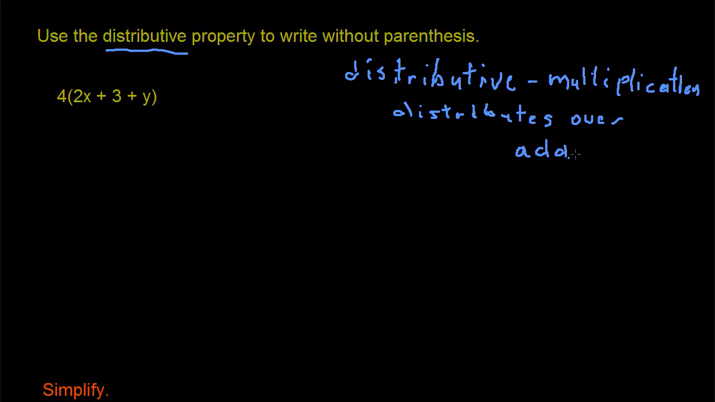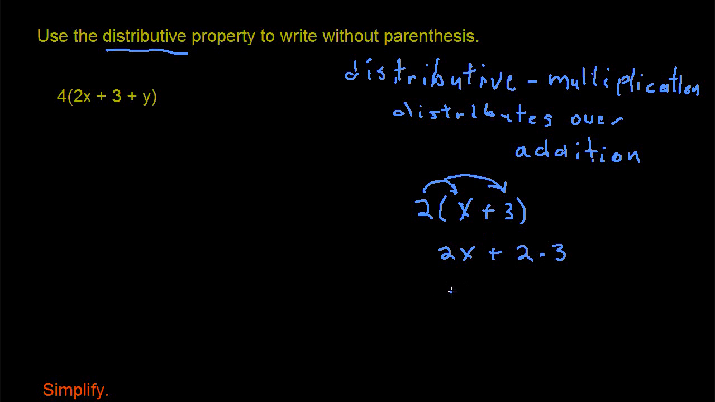And so let's make up a problem, a simple one. We'll have 2, and then in parentheses we'll have x plus 3. And we want multiplication to distribute over addition. So we're going to multiply 2 times the x plus 2 times 3. And 2 times x is 2x, and 2 times 3 is what? It's 6.